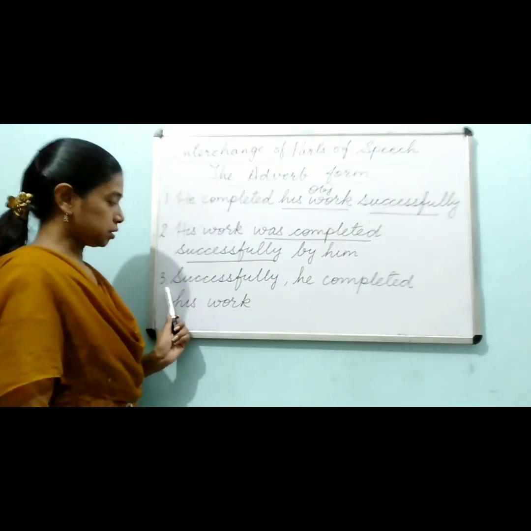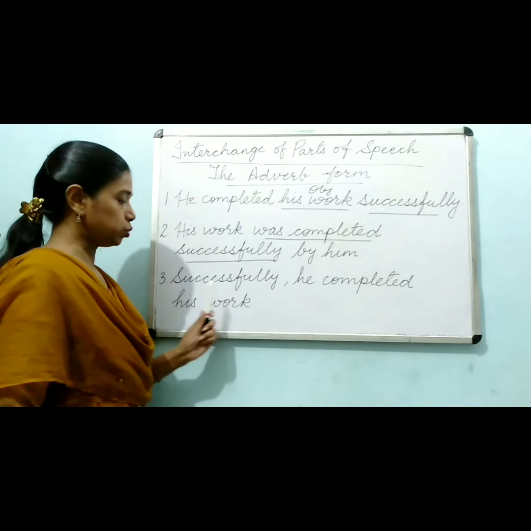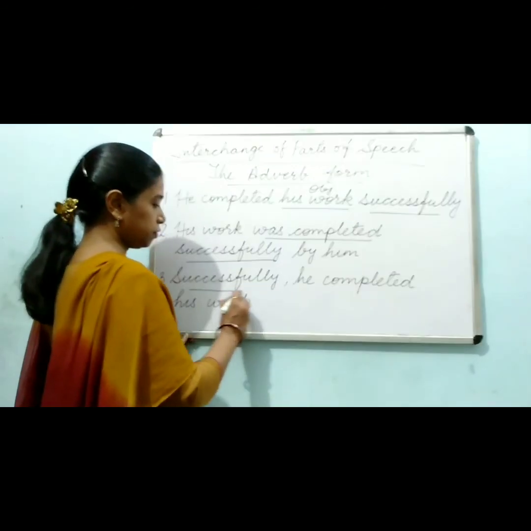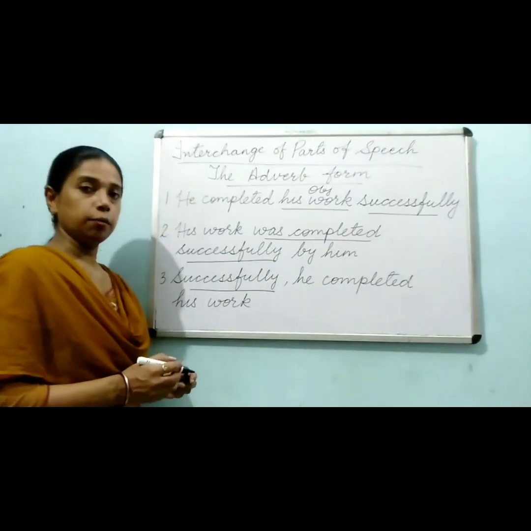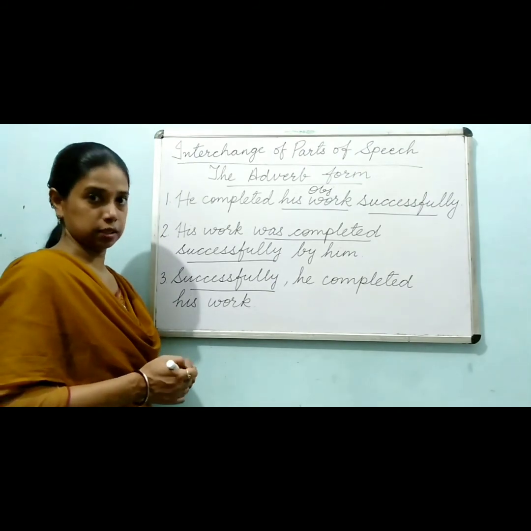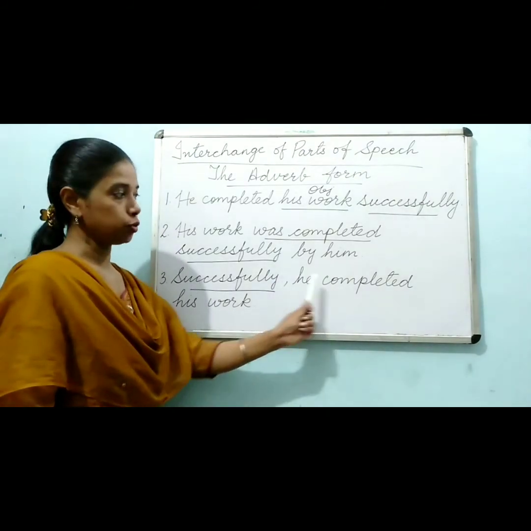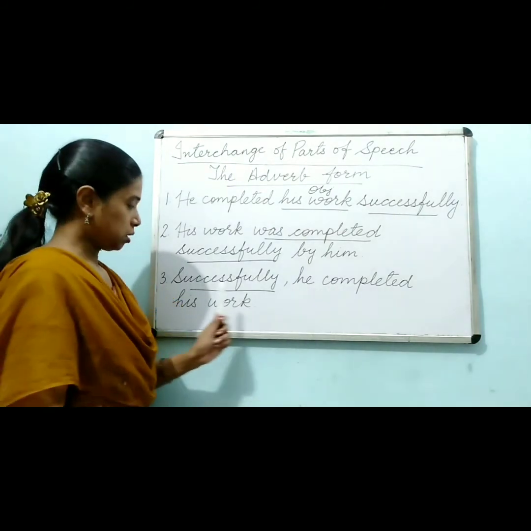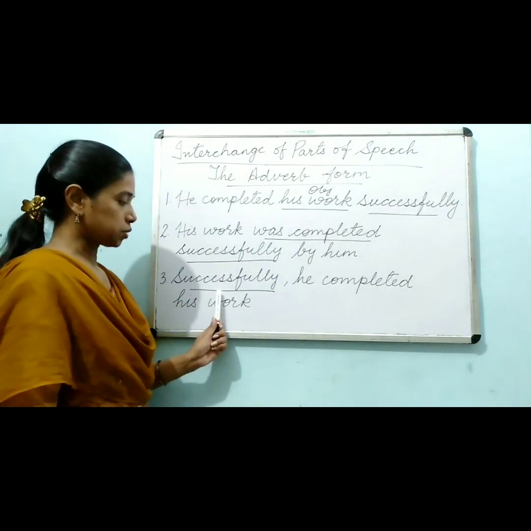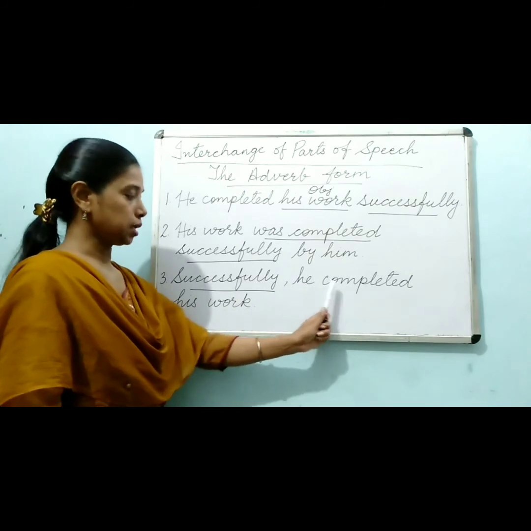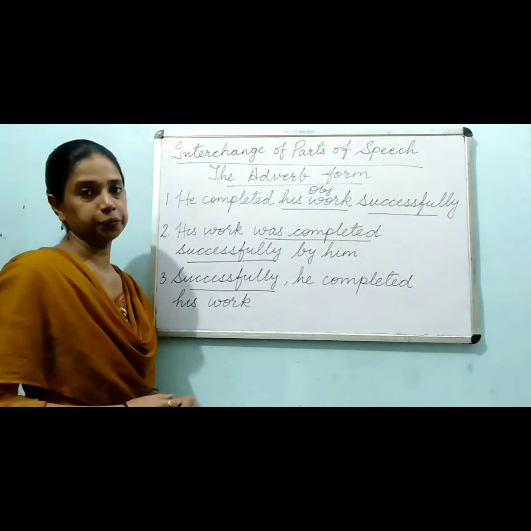Then in the third sentence, children, you can see I have used successfully in the front position, that is at the beginning of the sentence itself. And when you use it, you put a comma after it and then you complete your sentence. So your sentence will be, successfully, comma, he completed his work.